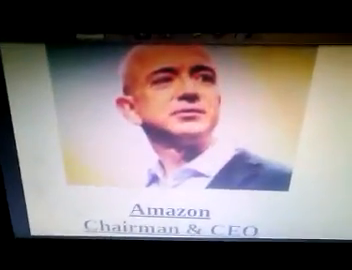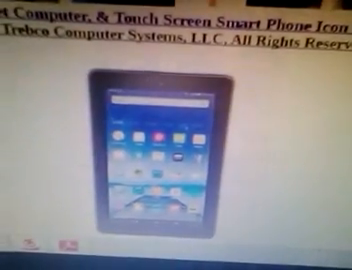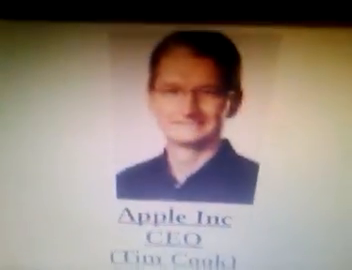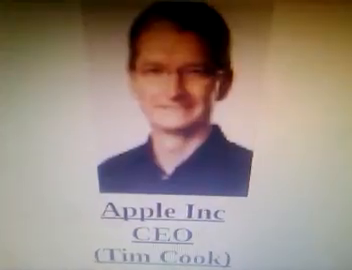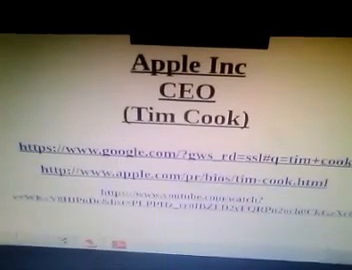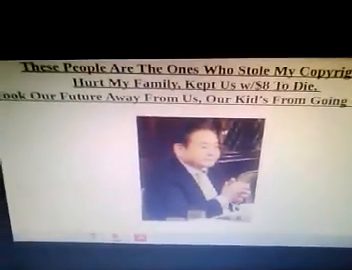This is Amazon. Jeff Bezos, they stole my copyright. They started using the Amazon Kindle, and they were using my copyright, and this is the Kindle Fire, using my Trebco Computer Systems copyright. And of course, Apple, first Steve Jobs, he died, then Tim Cook took over, and they both stole my copyright. All of them left me with $8 to live.